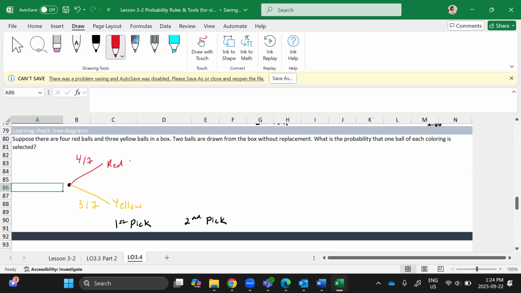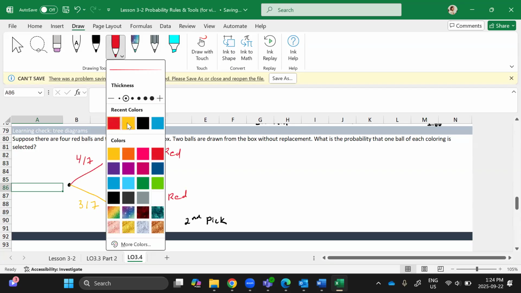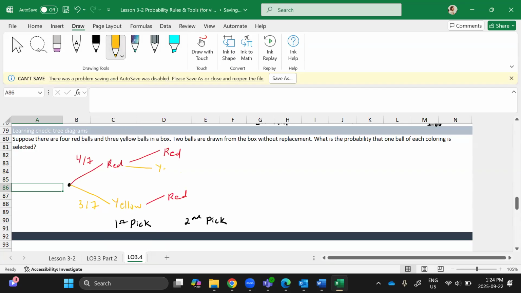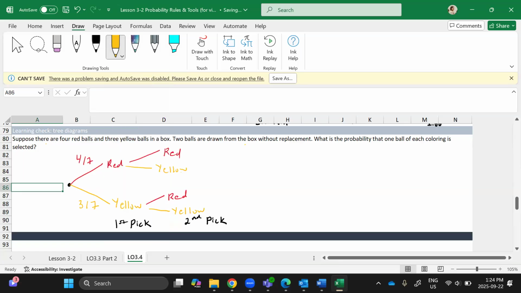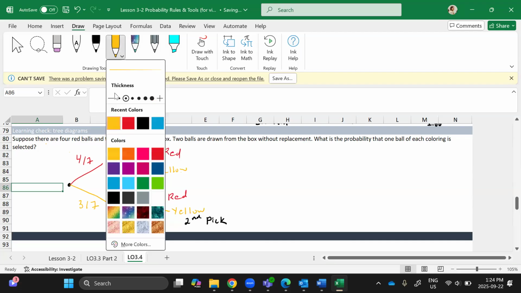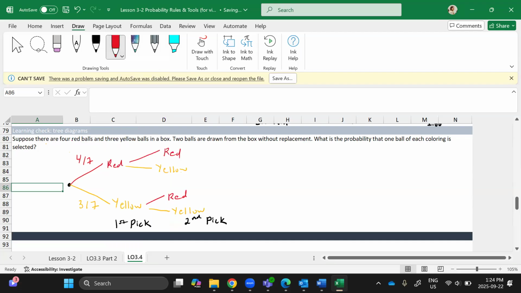For the second pick, you could get red again in each of the options, or you could get yellow. Those are still our two choices. For the probabilities, if you do not put the ball back, without replacement, if your first pick was red, that's for this first branch. The first pick was red. That means there'd only be 3 red balls left to choose from and 6 balls left in the box because we took one out.